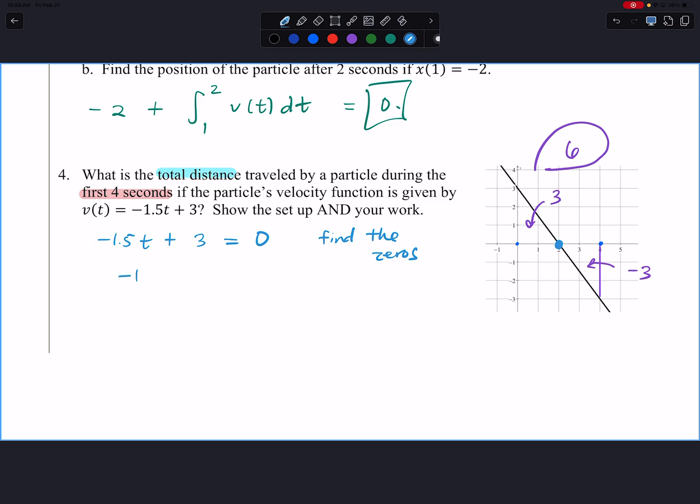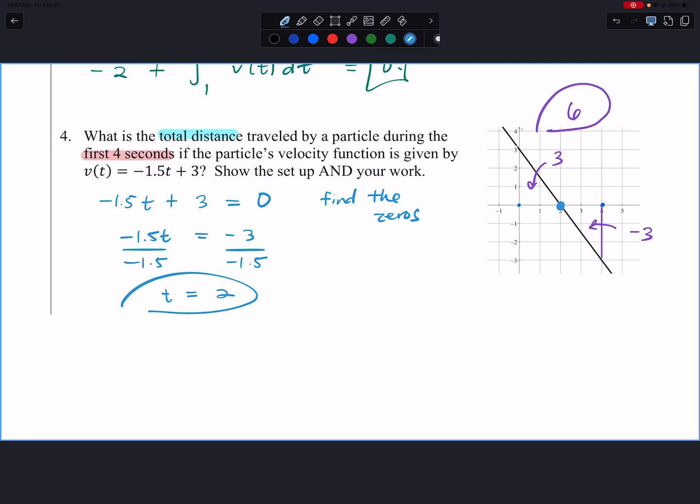So you subtract 3, divide by negative 1.5, and if you solve that, guys, you get 2. Okay, is 2 between 0 and 4? Absolutely.